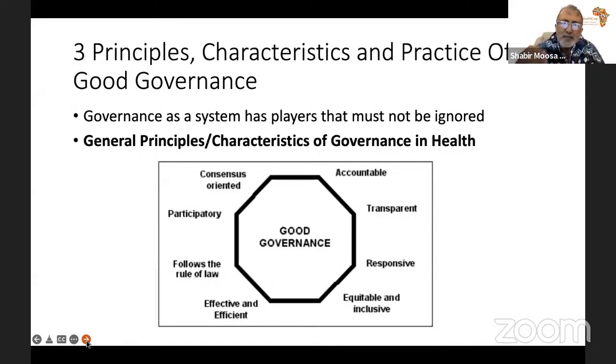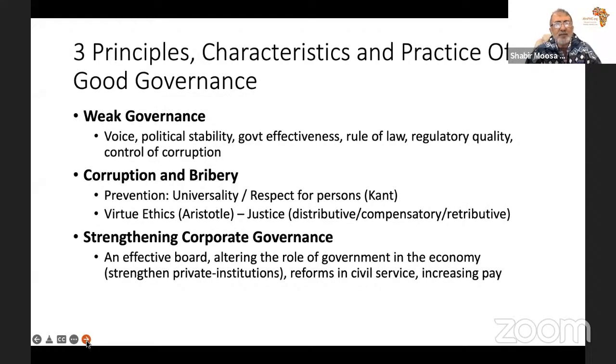So it's the accountability, the transparency, it's about responsiveness, it's about equity and inclusiveness, being effective and efficient, following the rule of law, being participatory in the way in which you do that, which includes being transparent but also involving people, and then trying to find ways in which there's consensus. All these concepts are quite important, and I think they're pretty self-explanatory, and one just has to find ways, when you're examining good governance, to examine those ideas.